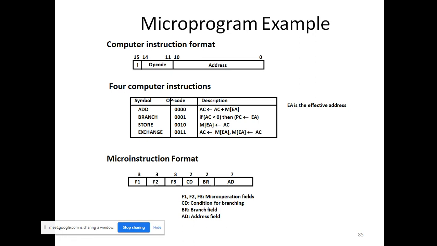So main memory is different and control memory is different. Main memory is to store the instructions and address, whereas control memory stores the microprogramming related to the micro operations.